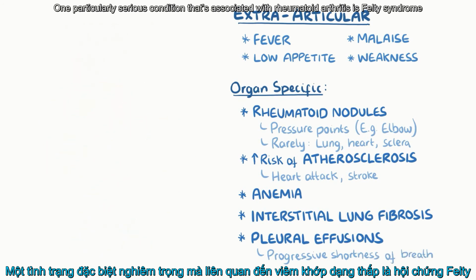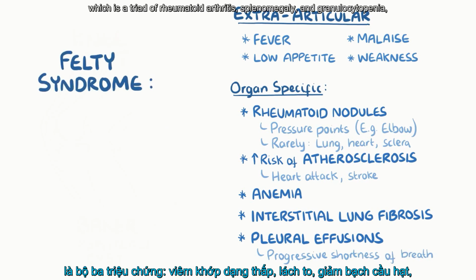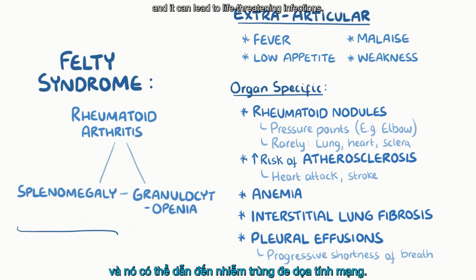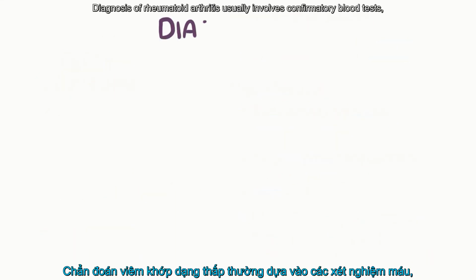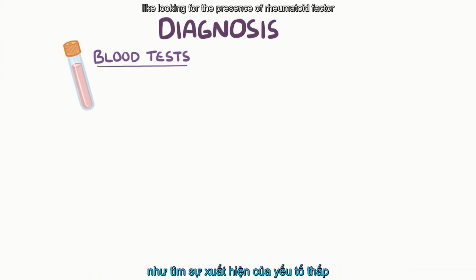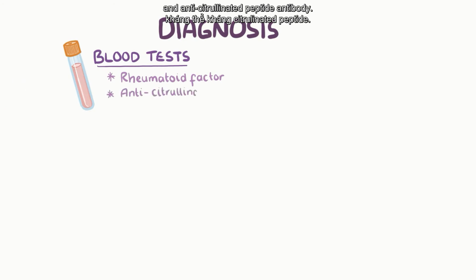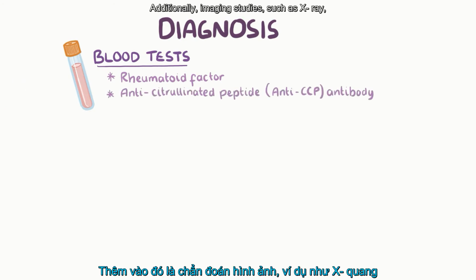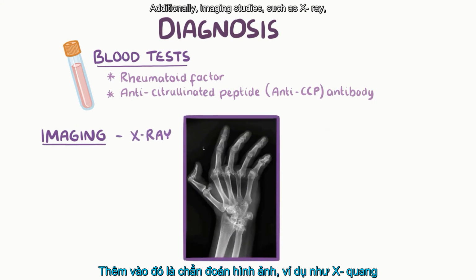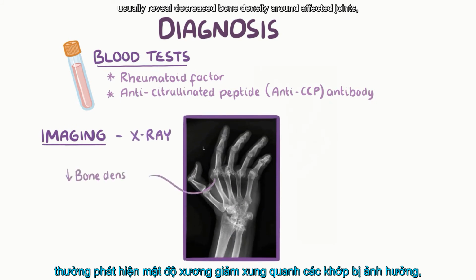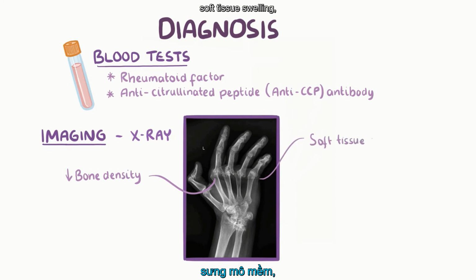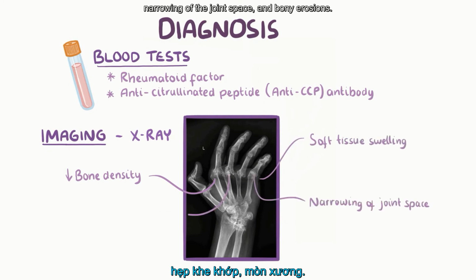One particularly serious condition that's associated with rheumatoid arthritis is Felty syndrome, which is a triad of rheumatoid arthritis, splenomegaly, and granulocytopenia, and it can lead to life-threatening infections. Diagnosis of rheumatoid arthritis usually involves confirmatory blood tests, like looking for the presence of rheumatoid factor and anti-citrullinated peptide antibody. Additionally, imaging studies, such as X-ray, usually reveal decreased bone density around the affected joints, soft tissue swelling, narrowing of the joint space, and bony erosions.